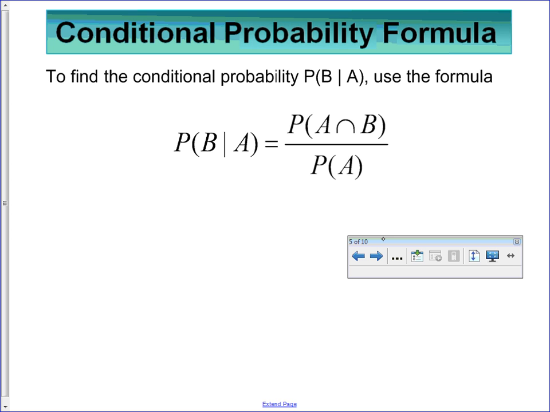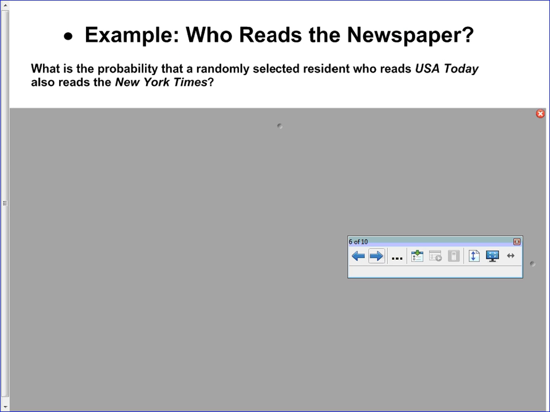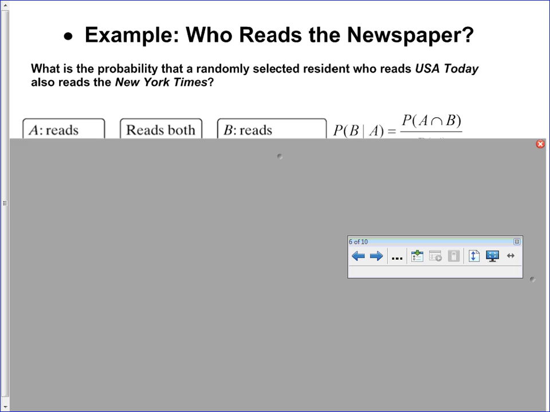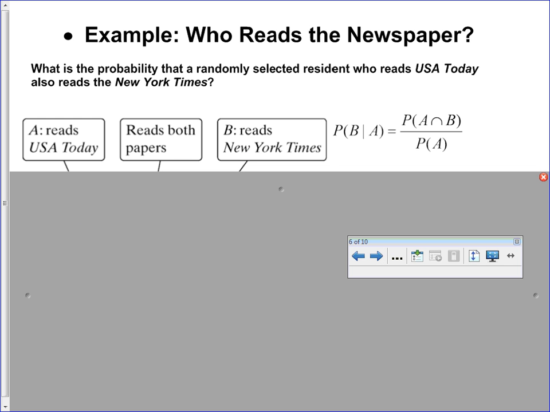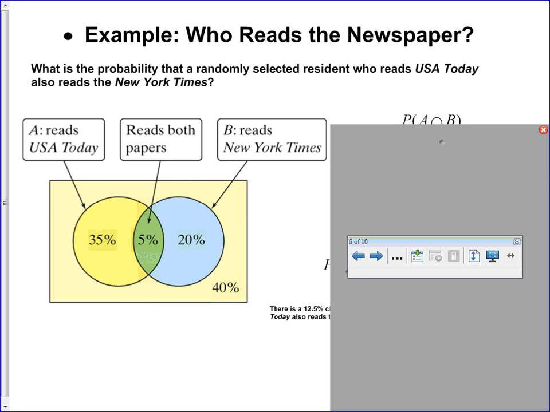So here's the conditional probability formula again. But remember, we don't want to mess with that. We want to use either the Venn diagram or the tree. So we had the example earlier of people who read the USA Today, people who read both, people who read the New York Times, and people who didn't read any newspaper. Remember, we did this in class, so you can look back at your notes. We're going to use that example. So what is the probability?